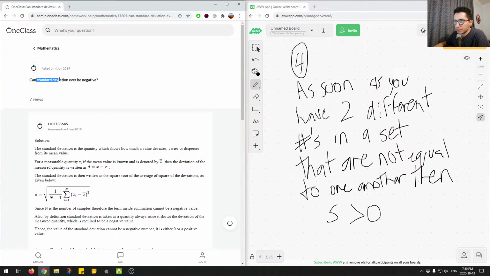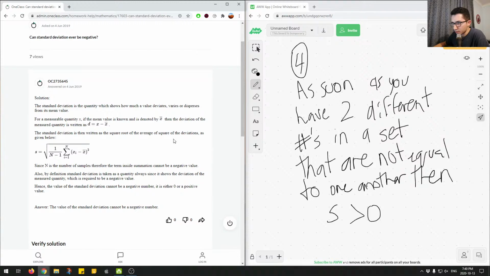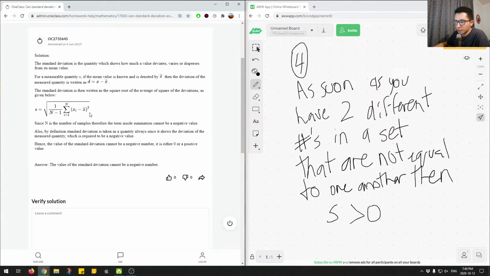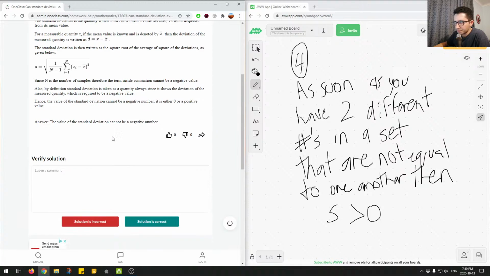So can standard deviation ever be negative? The answer is no. And we can also use the equation over here for standard deviation to answer the question. So we'll mark this answer as correct.